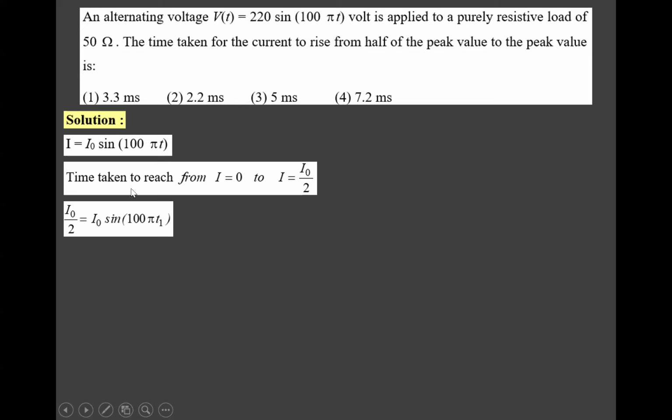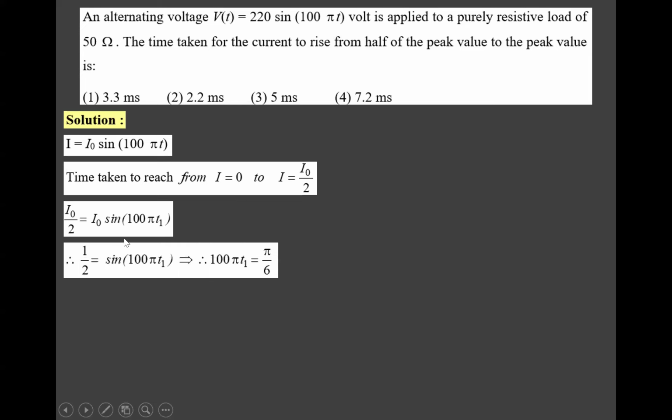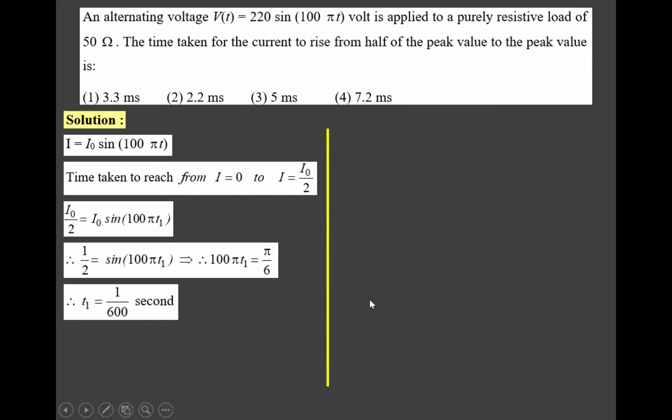T1 is the time taken to reach from 0 to half of the peak value. So I0 cancels. So half equal to sin 100πt1. So 100πt1 will be π by 6, because sin π by 6 is 1 by 2. So π cancelled. So T1 is equal to 1 upon 600 seconds.